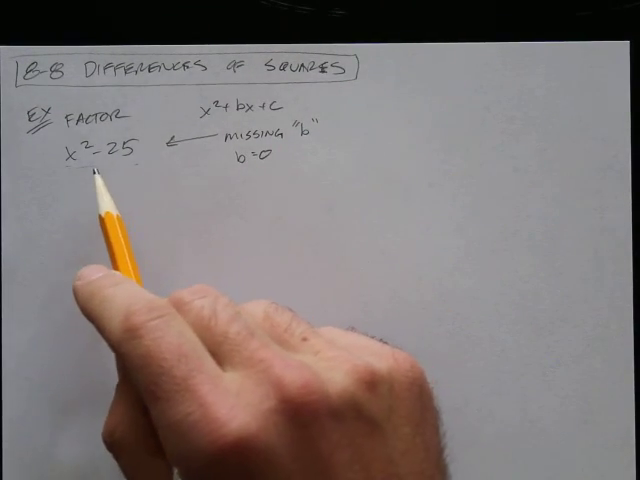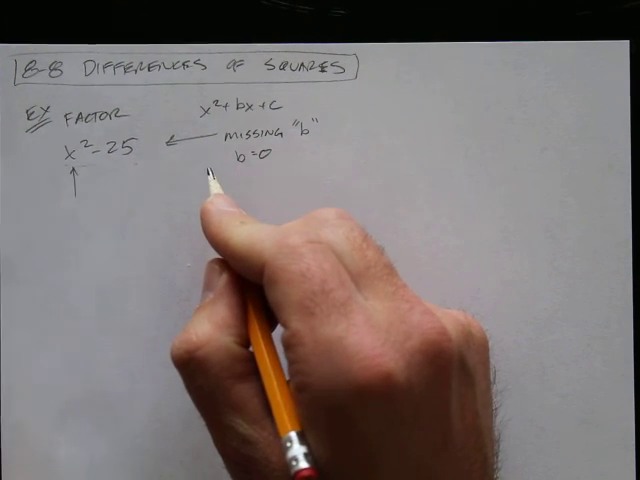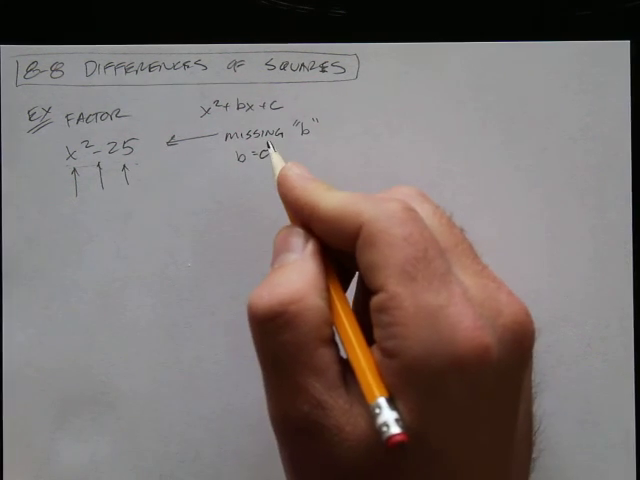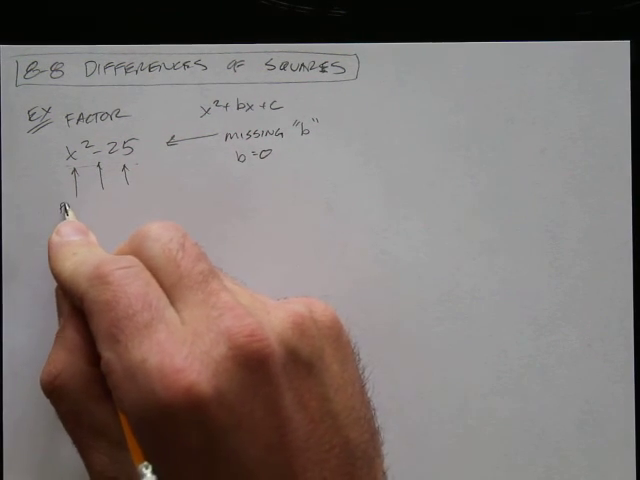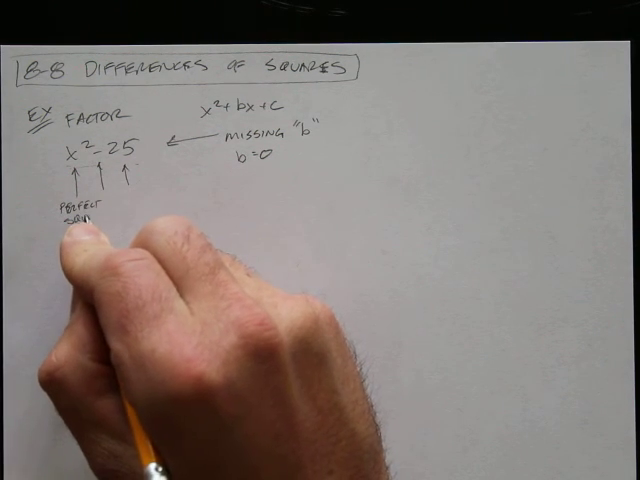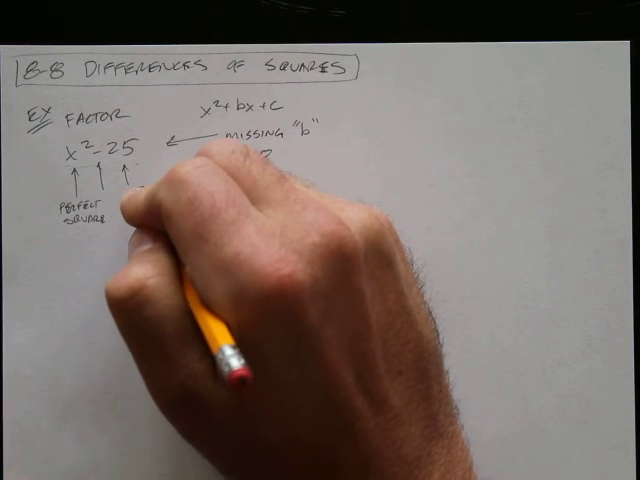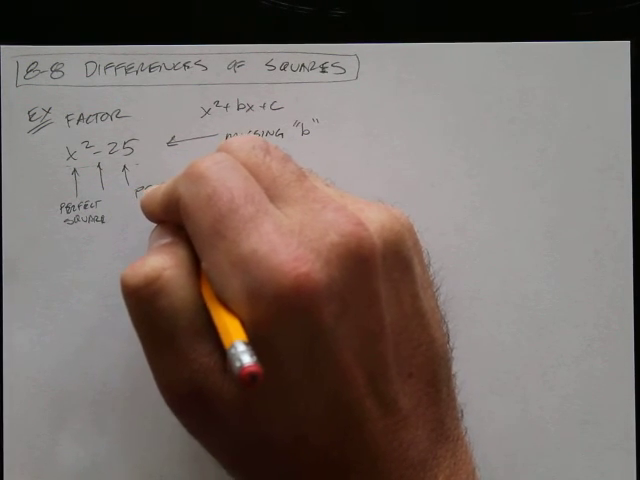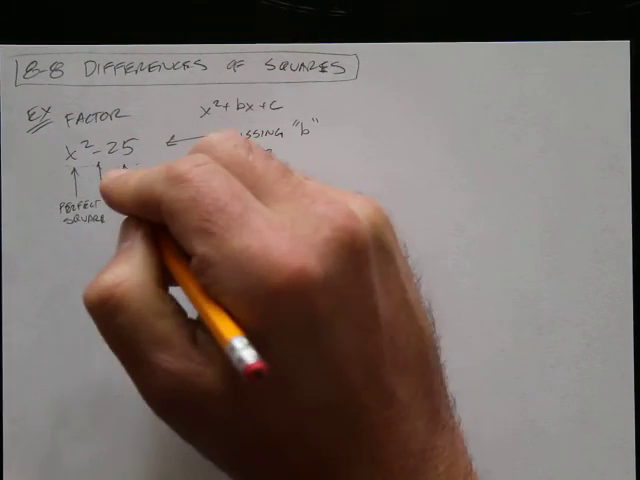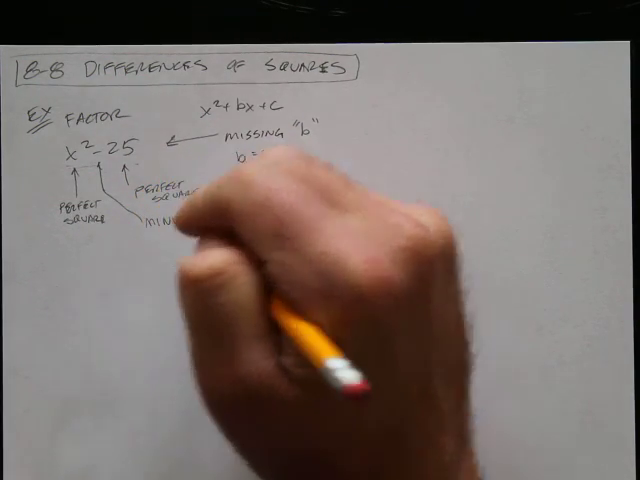I want you to see that x squared is a perfect square and 25 is a perfect square, and I have a negative here. So I'm going to write perfect square. And perfect square. Both of these terms are perfect squares. And here in the middle, I've got a minus sign or a negative.